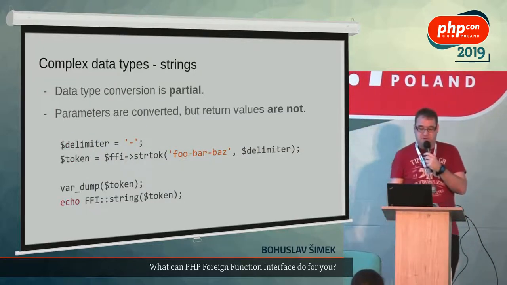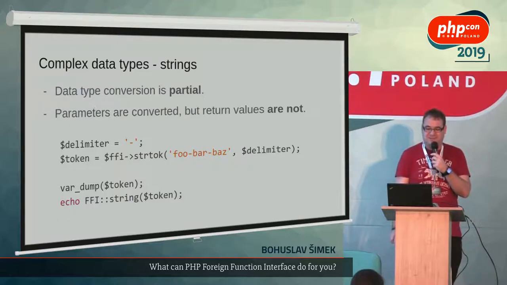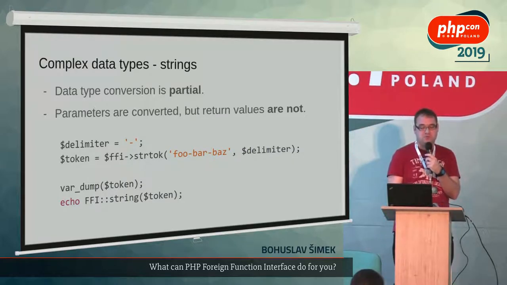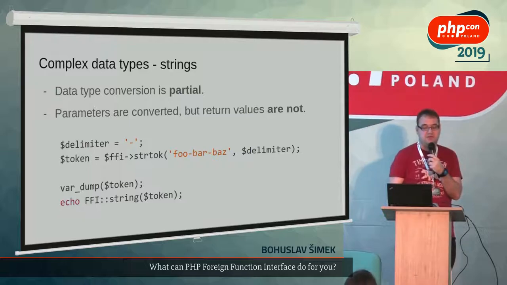And how will I call this function? It starts to be a little bit interesting and confusing at the same moment, because the data conversion in this case is partial. So we actually can provide a regular PHP string and send it into the function. This can be something that you probably don't expect, because when you were previously working with the pointers in the PHP FFI, you had to create some proxy objects. But not in this case.